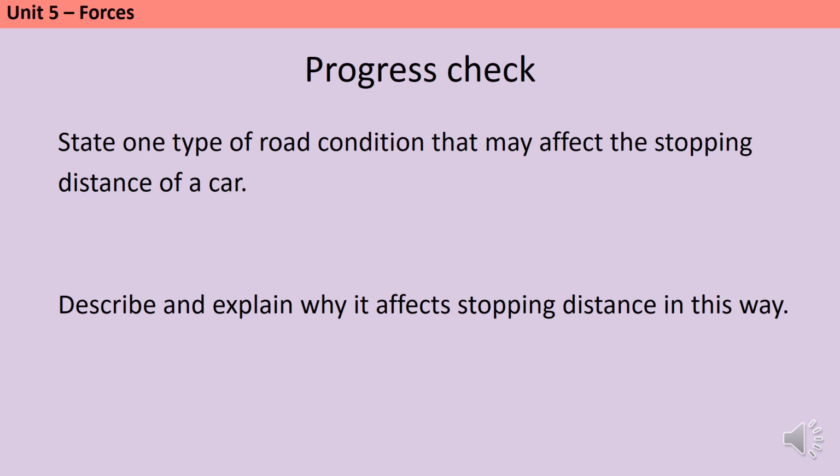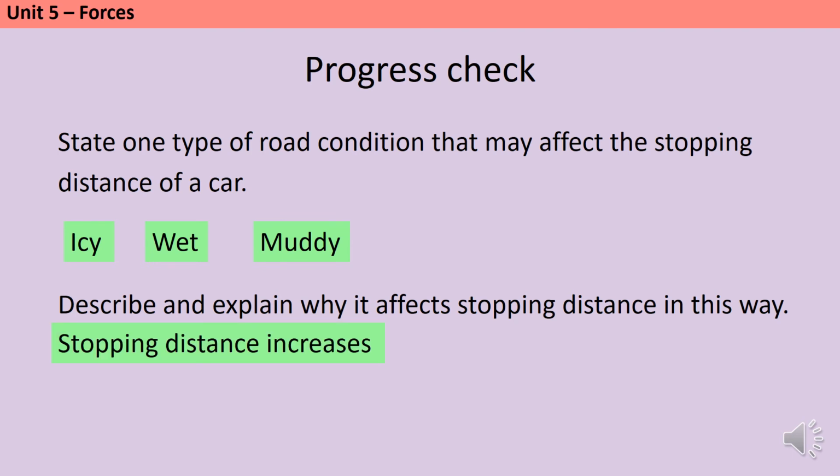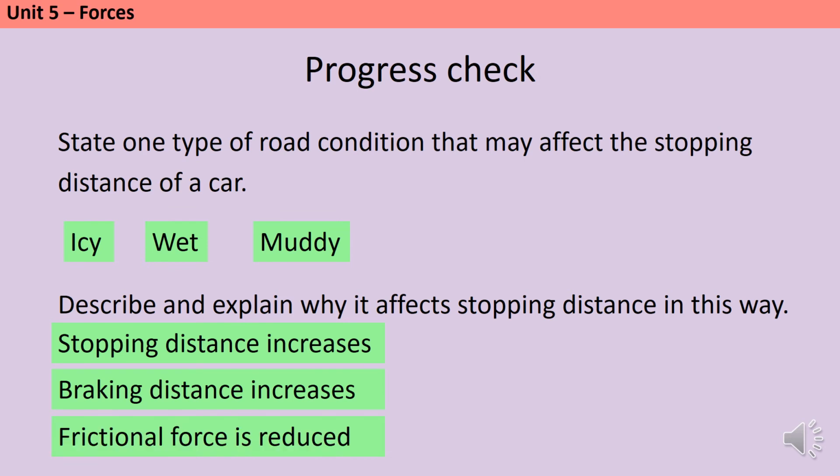The stopping distance could be affected by the road being icy or wet or muddy, or really anything that's going to reduce the amount of friction on that road. Any one of these would increase the stopping distance because it will increase the braking distance. They won't have any impact on the thinking distance. The reason for this would be that the frictional force is reduced.